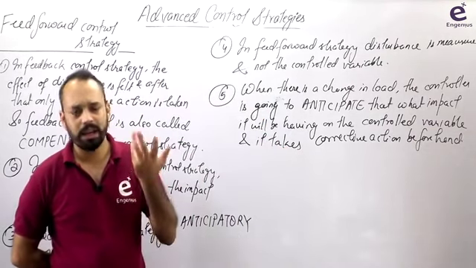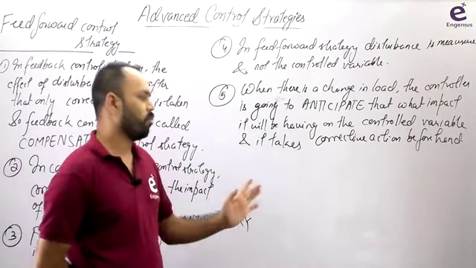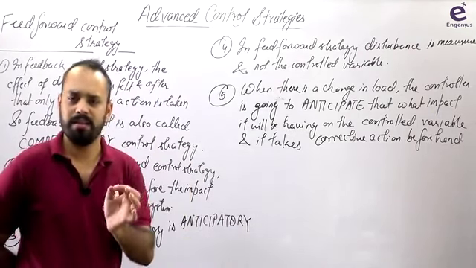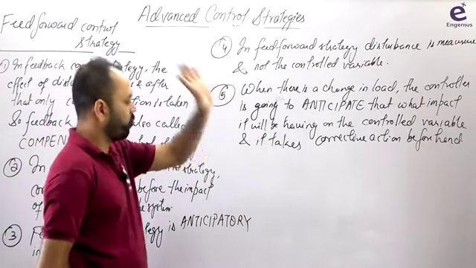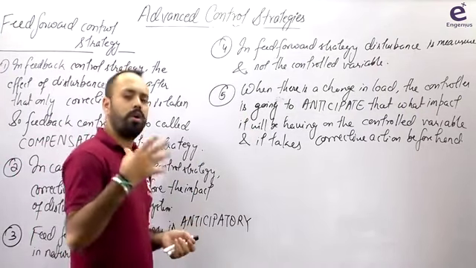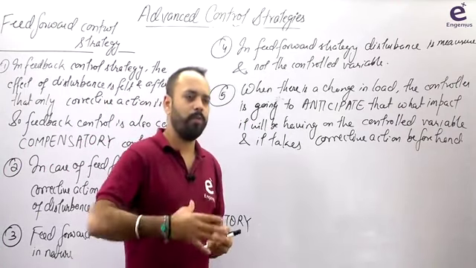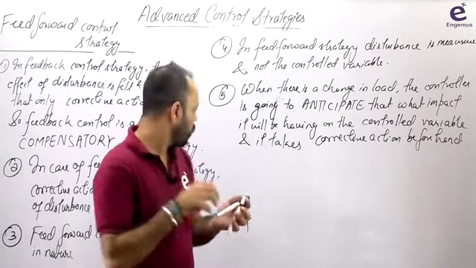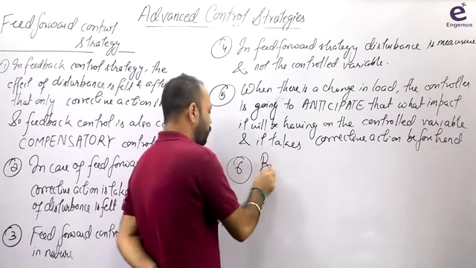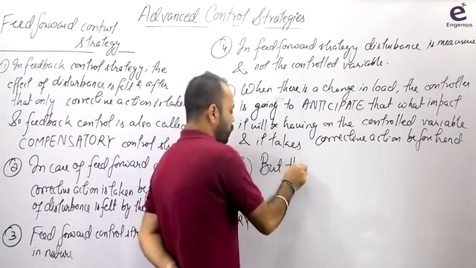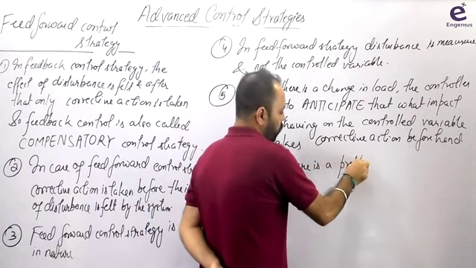In real life, taking corrective action beforehand is always good. Okay? And in control also the same theory applies. But there is a problem. What is the problem? When there is a change in load, the controller will take action beforehand, right? Now, how will the controller know how much the disturbance is going to affect? So write down sixth point. Sixth point. But there is a problem with feed forward controllers.